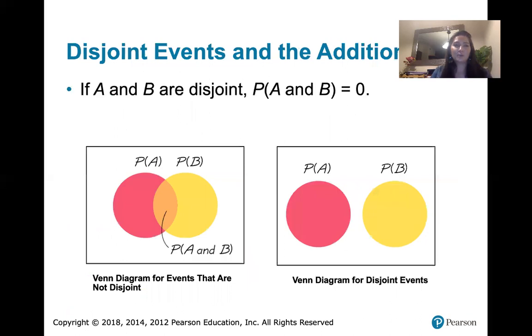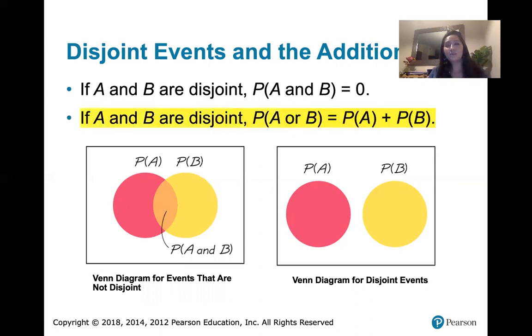Now, there are consequences for the addition rule. Remember, if A and B are disjoint, then the probability of A being satisfied and B being satisfied at the same time is 0. Or in other words, the probability of A occurring and B occurring at the same time is 0. We don't have any elements in the overlap because there is no overlap. In that case, our addition rule becomes really simple. Now you just take the probability of A and you add the probability of B.